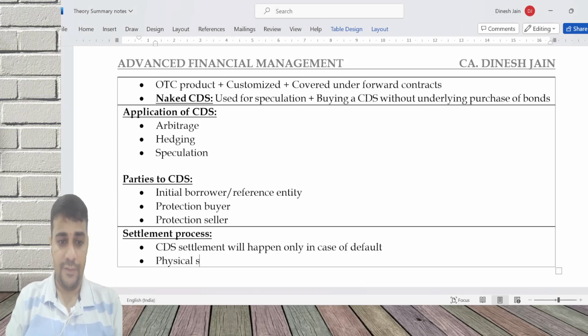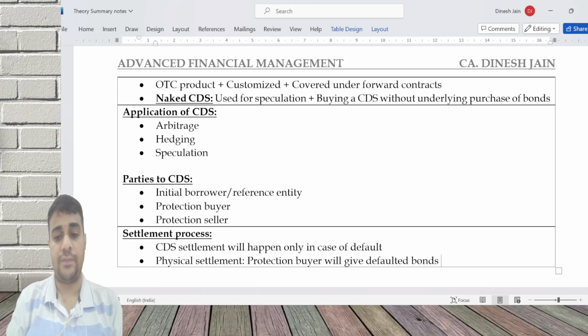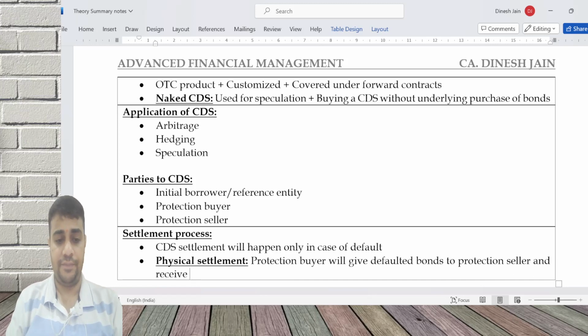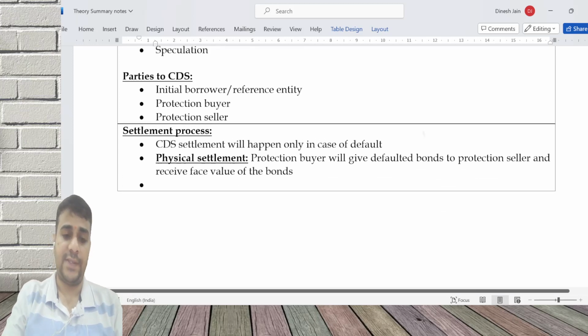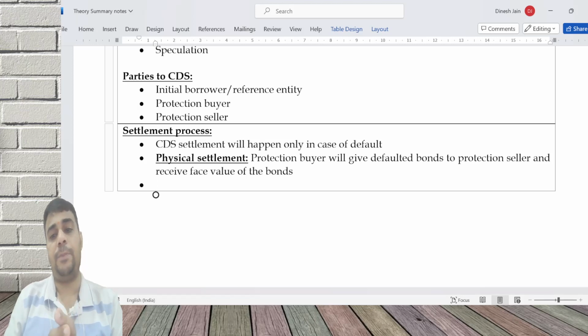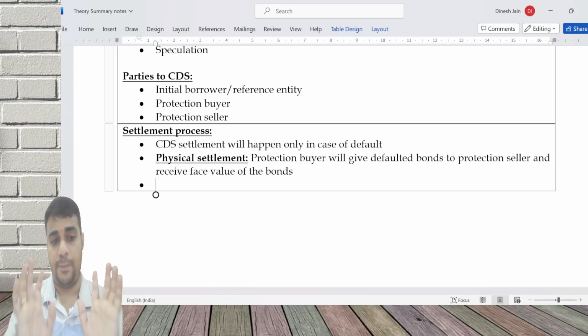Physical settlement: the protection buyer will give the defaulted bonds to the protection seller, because these are mostly worthless. I'll give them and receive the face value of the bonds. Market value will be very low, but I'll receive the face value. 100 rupees is the face value, market value is now only 20 rupees. So I'll give the bonds and get 100 rupees from him.